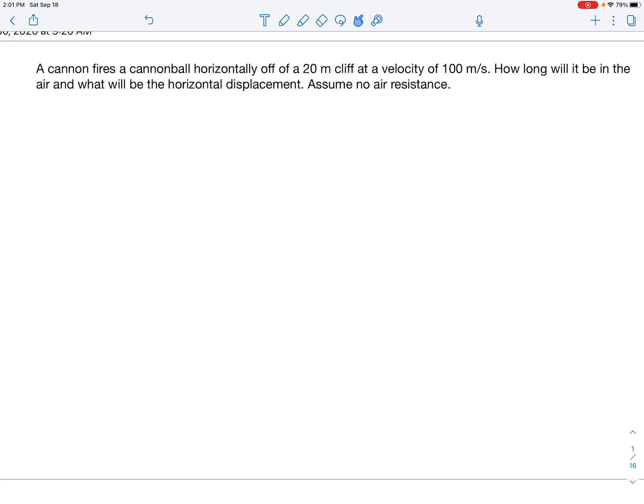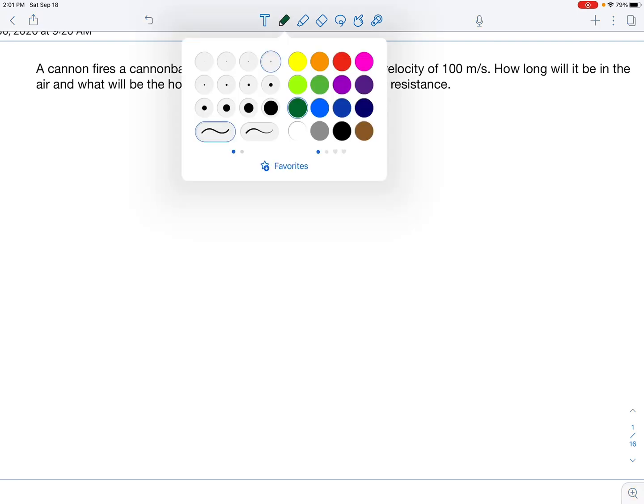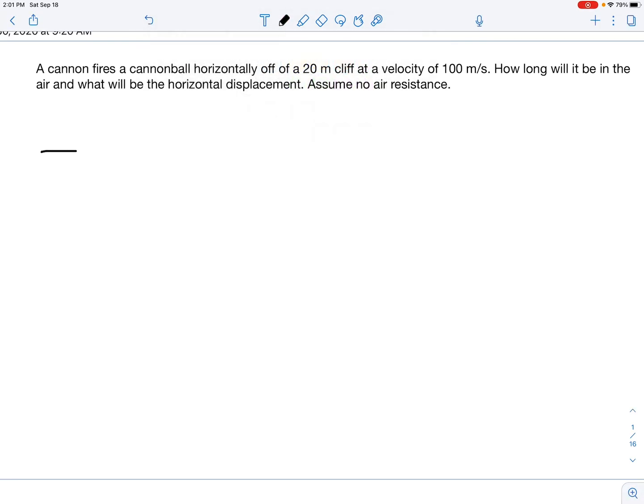So for this first problem, we have a cannon firing a cannonball horizontally off a 200-meter cliff with a velocity of 100 meters per second. And as we know by now, pictures help a lot. So I'm going to draw a picture of my cannon. There's my cannon. It's going to launch this ball, and it's going to come and hit the ground over here.